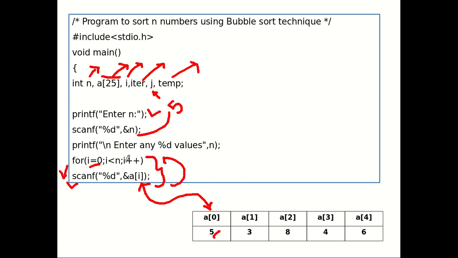The value of i is incremented by 1. i is less than n, condition true. Again this statement will be repeated, and the next value will be stored in the next location. It will continue till the value of i is no longer less than n. Once these two statements have executed successfully, all the values will be stored in the array locations in this manner. The next step is to sort all these values in ascending order by applying the bubble sorting technique.